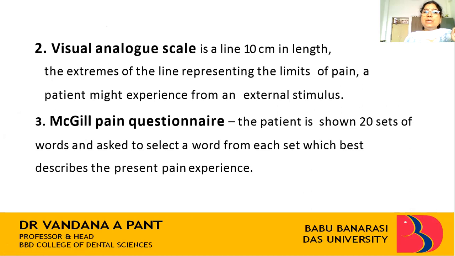Another is the visual analog scale. This is an imaginary scale. There is a line of 10 centimeters in length, the extremes of the line representing the limits of pain a patient might experience from an external stimulus. If it is 0 or 1 centimeter, it will be minimum pain, and if it is 10, that means it is the maximum pain. So we ask the patient to mark between 1 to 10, and accordingly we perceive it.